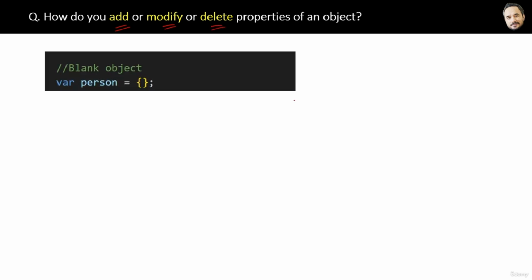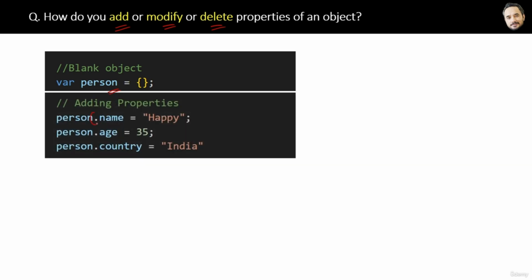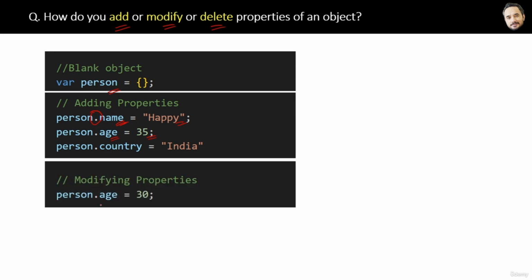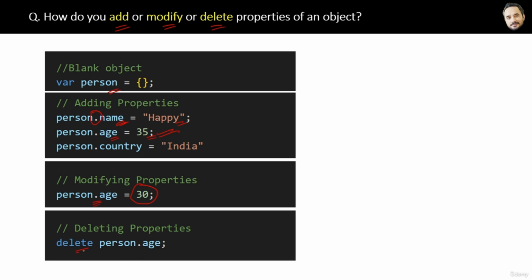How to add, modify or delete properties of an object. For example, like this, we have a blank object. Now, in order to add properties to this object, we can use the dot notation like person.name equal to happy. Also, to modify the properties, we can use the same dot notation. Okay, so it will basically override the previous property value. And finally, if you want to delete some property, you can use the delete keyword like delete person.propertyName to delete the property from the object. So that is the simple answer to this question.